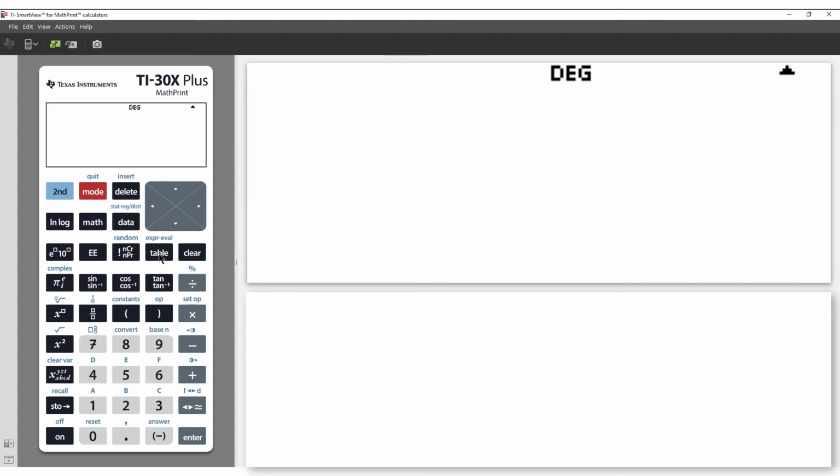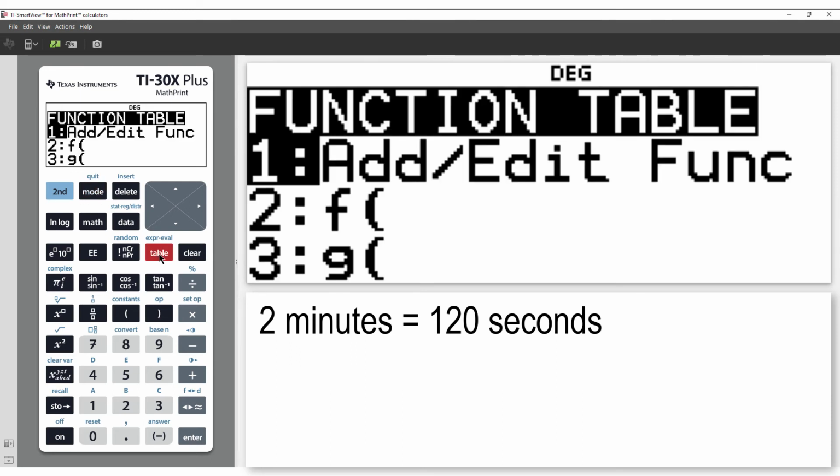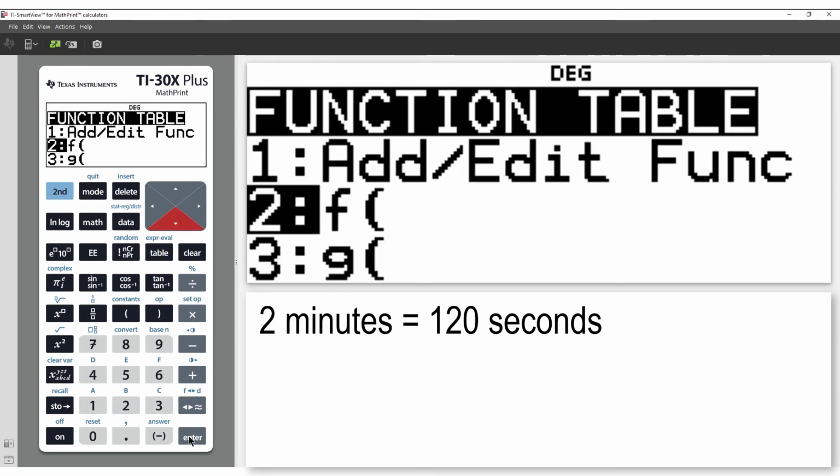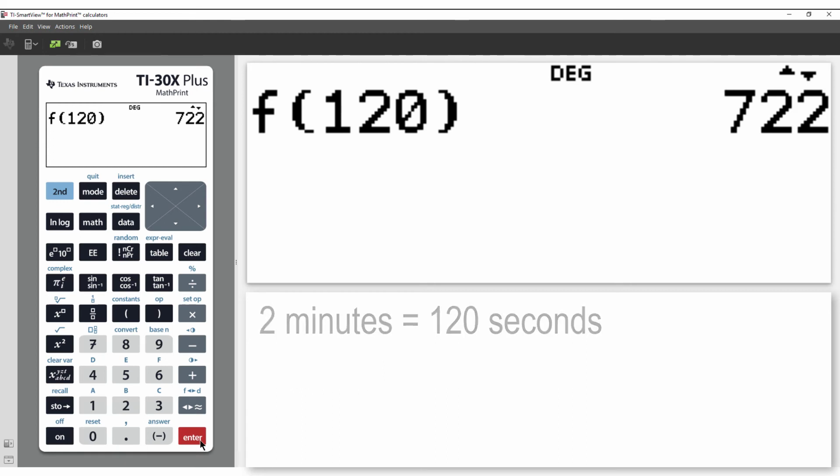To predict the balloon's height or location at the 2-minute mark, I can recall the equation by pressing the table button. Select f of x and enter 120. Our linear regression equation predicts the height of the weather balloon at the 2-minute mark as 722 meters.